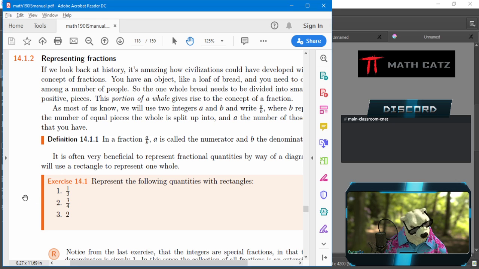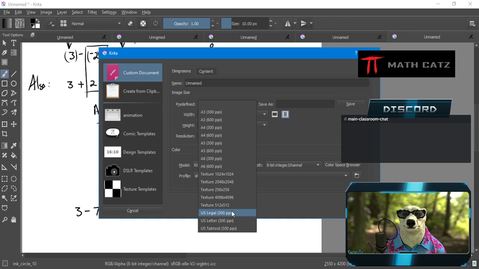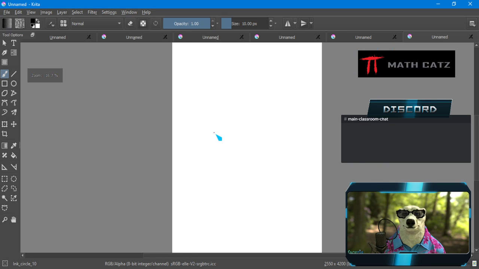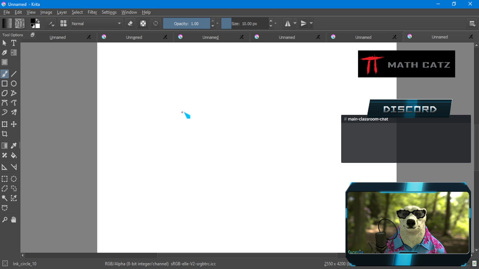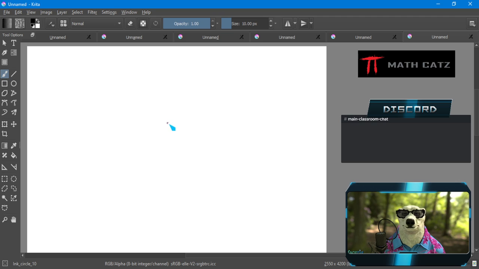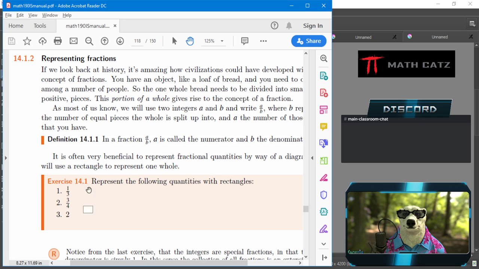Now, no one is really stopping me, so I'm just going to keep rambling on. When we think of a fraction or read a fraction, let's say here, reading a fraction, like this one here in exercise 14.1. Represent the following quantities with a rectangle. 1/3.